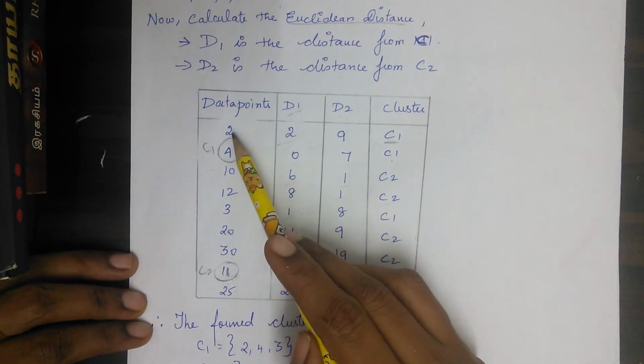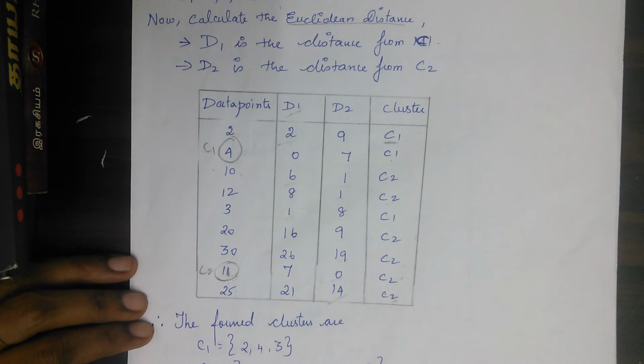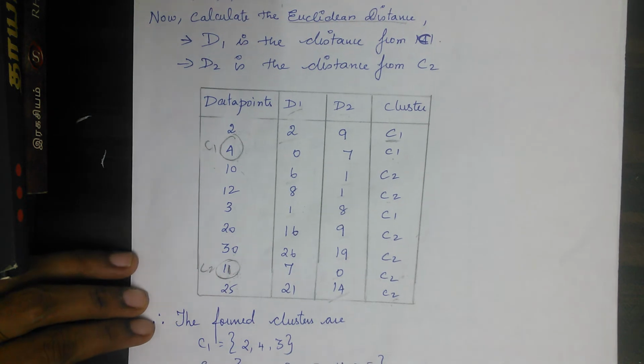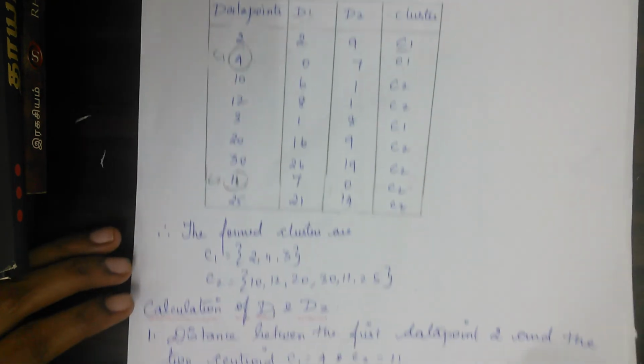So that's what I have told. And then how are we going to calculate this? There are many distance measures. Now I'm going to choose the Euclidean distance. Usually, by selecting different distance measures, your answer won't vary. Mostly all of the distance measures give you the same results.